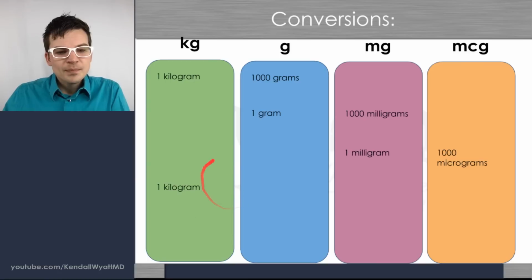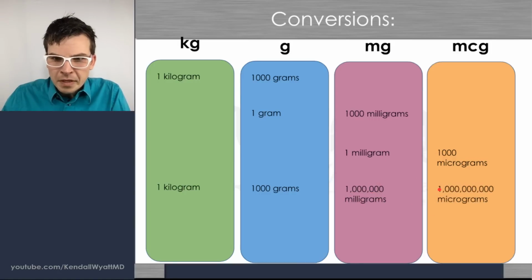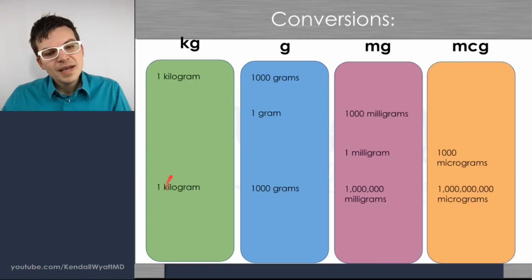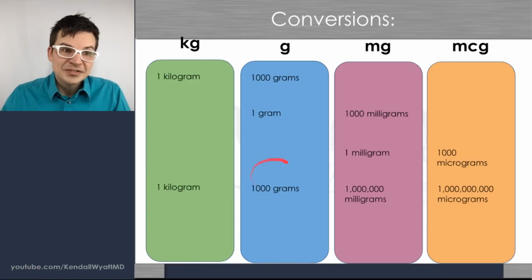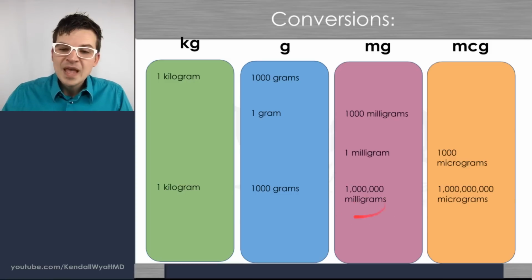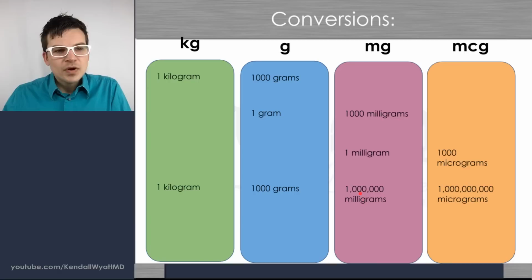So 1 kilogram equals 1,000 grams, 1 million milligrams, and then 1 billion micrograms. I know, right? So how do we get that? Well, we take 1 and we multiply again by 1,000 to get 1,000 grams. 1,000 times 1,000 is 1 million, and 1 million times 1,000 is 1 billion micrograms.